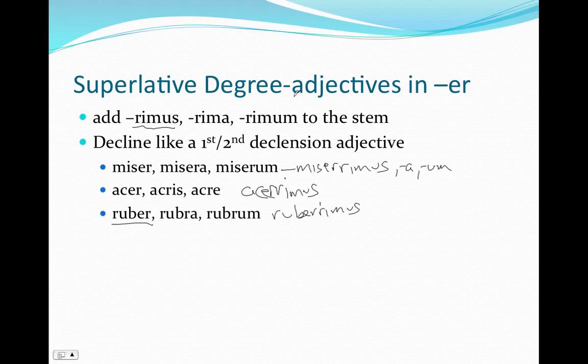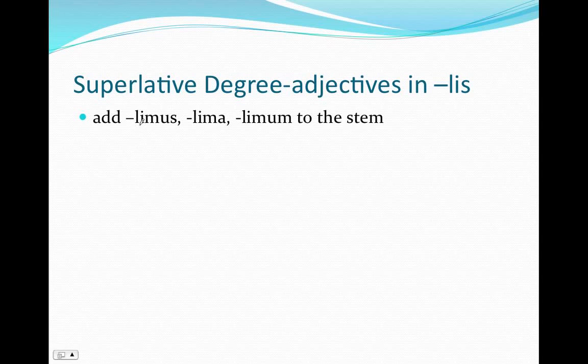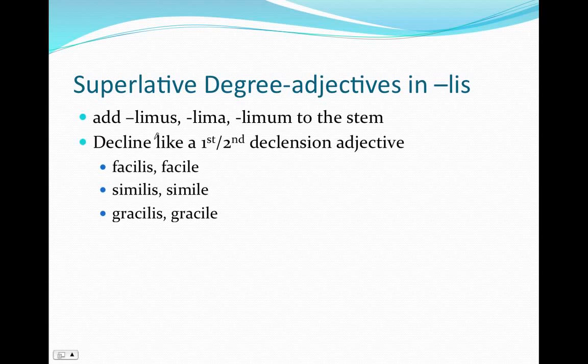And what you'll notice between the regular superlatives and these ER superlatives is we've got a double consonant. So issimus, errimus. And then one other exception is adjectives that end in lis. And here instead of rimus, we're going to add limus. And if you know anything about linguistics, you'll know that L's and R's are these liquids. They're fairly interchangeable between various languages. I'm just going to decline like a first and second declension adjective. So we have facilis, facile, easy. Take our stem, facil, and facillimus.